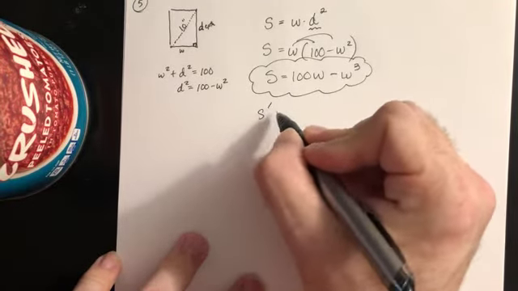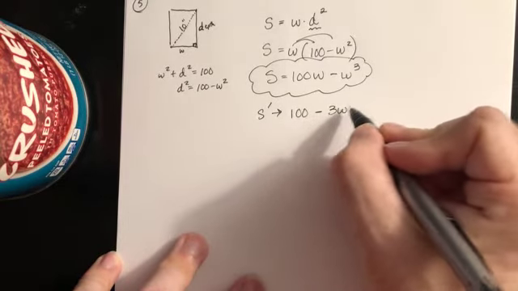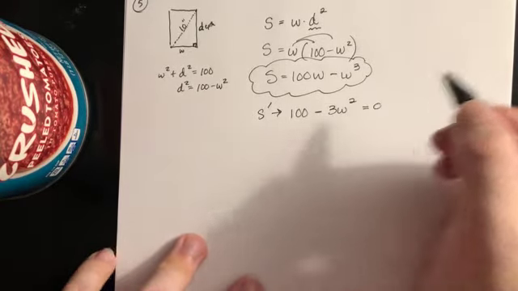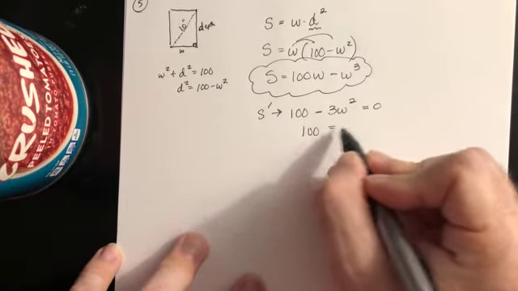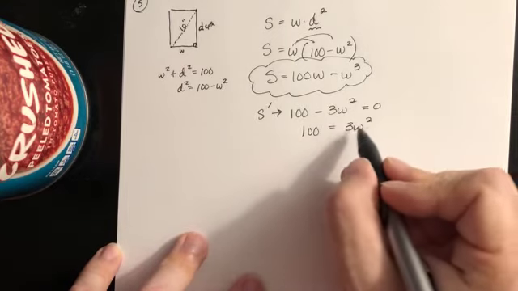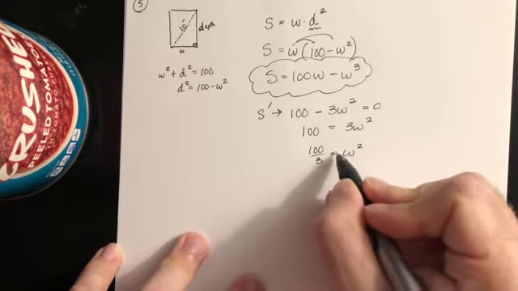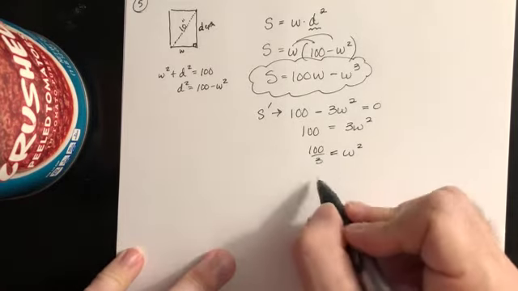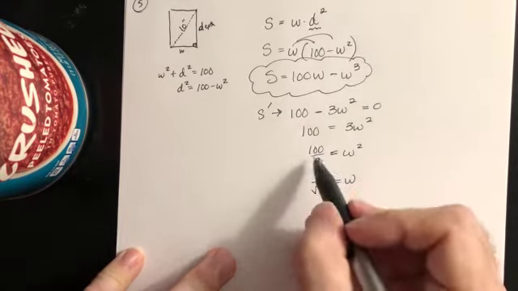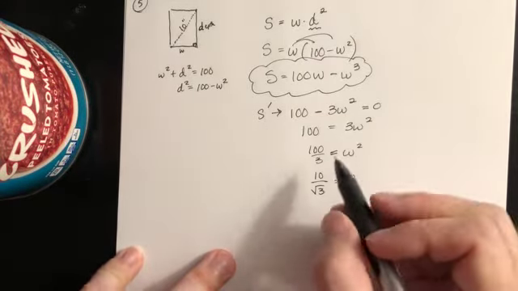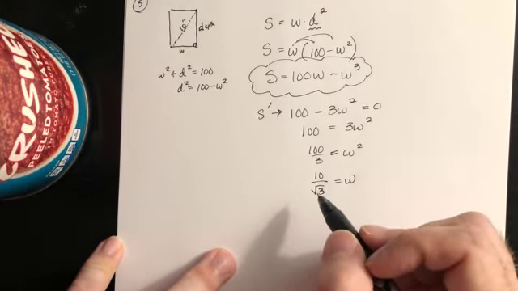All right, S prime is 100 minus 3W squared. I'm going to set that guy equal to 0. So that means bring 3W squared over here, positive, divide by 3, and you get 100 over 3 equal W squared. And so your width ends up being 10 over the square root of 3. Now we only want the positive one because this is a real life problem. Okay, so that's the width, and it's asking me find the dimensions of the strongest beam.